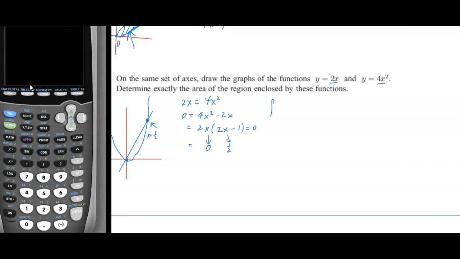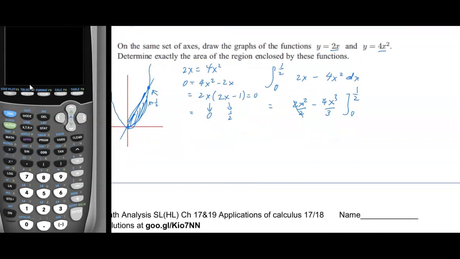Okay, so if we're going to find the area in this section here, we're going to take the integral from 0 to 1/2, and we're going to put the top function, which is the line, first, and then subtract the bottom function, which is the parabola. And we're going to take the integral of the inside. It would be 2x squared over 2, the 2's cancel, minus 4x cubed over 3, from 0 to 1/2. So we're going to plug in the 1/2, plug in the 0, and subtract the results. When we plug in the 0, everything becomes 0. So the only thing we really need to do is plug in the 1/2.